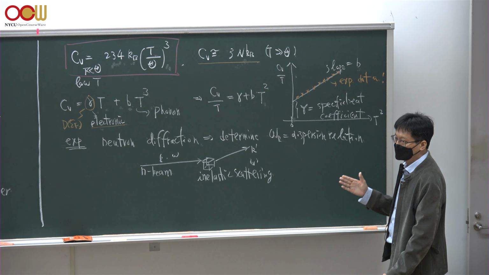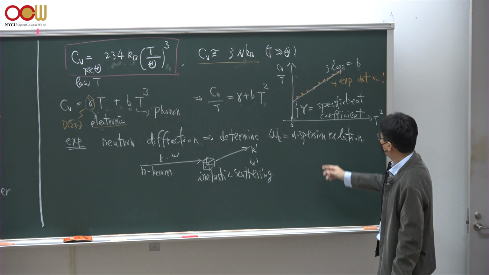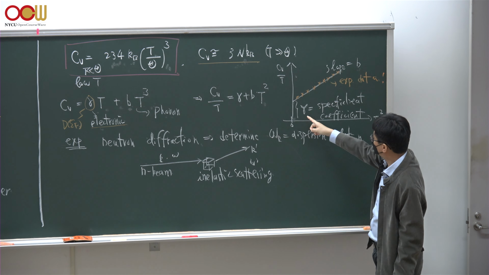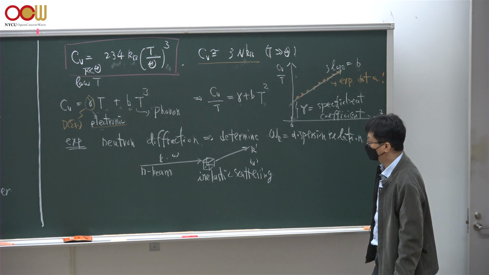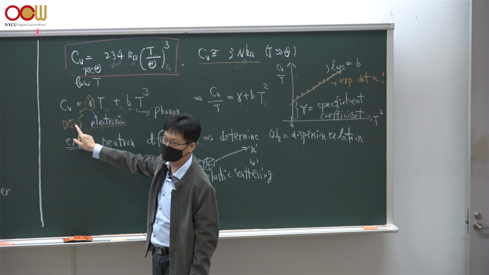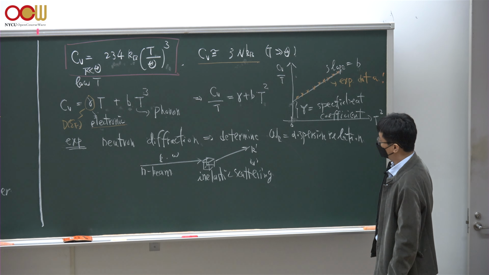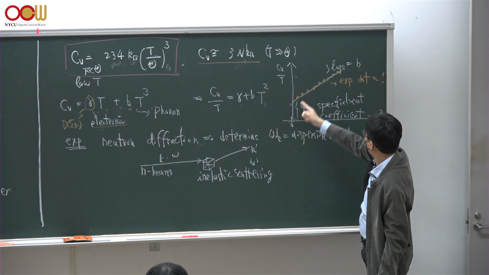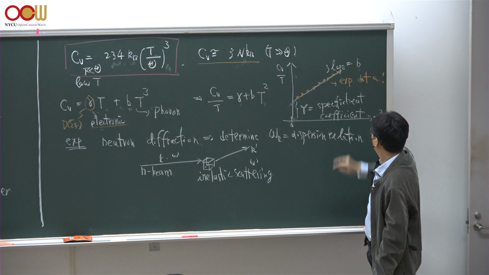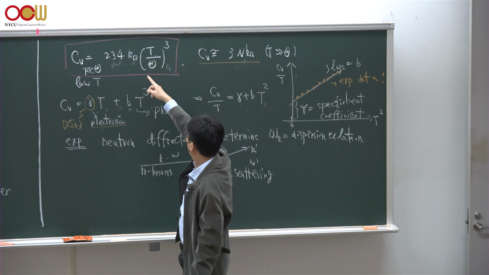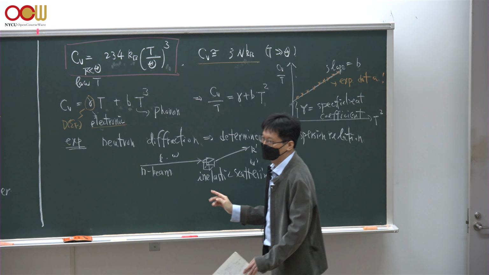You could also very clearly separate these two contributions. If you look at the electronic contribution, the gamma coefficient, the intercept, the value of the intercept tells you the density of states of your electrons at the Fermi surface. If you look at the phonon contribution, you simply calculate the slope of that straight line, and this slope B tells you all these prefactors, say the Debye temperature and so on.